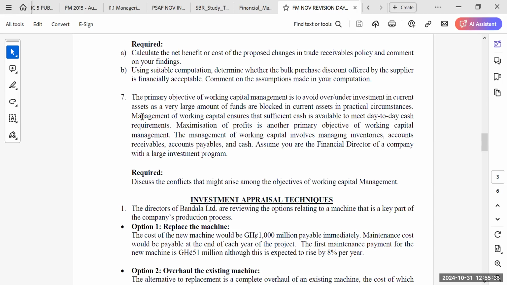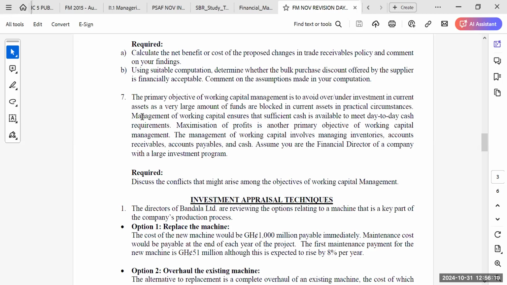The primary objective of working capital management is to avoid over or under investment in current assets, as a very large amount of funds are blocked in current assets in practical circumstances. Management of working capital ensures that sufficient cash is available to meet day-to-day cash requirements. Maximization of profit is another primary objective of working capital management. The management of working capital involves managing inventories, accounts receivable, accounts payables, and cash. Assume you are the financial director of a company with a large investment program. Required: Discuss the conflicts that might arise among the objectives of working capital management.